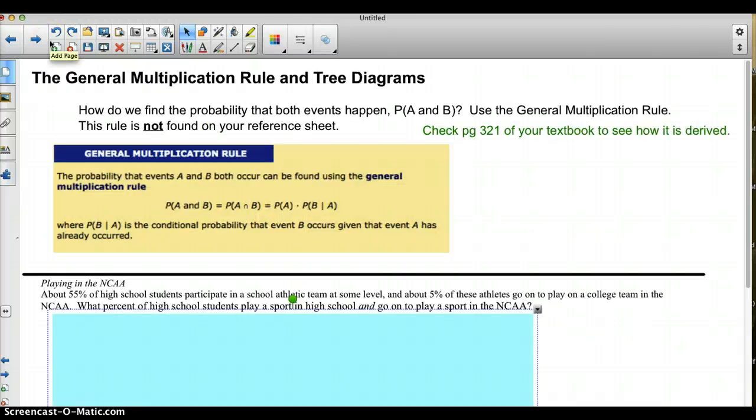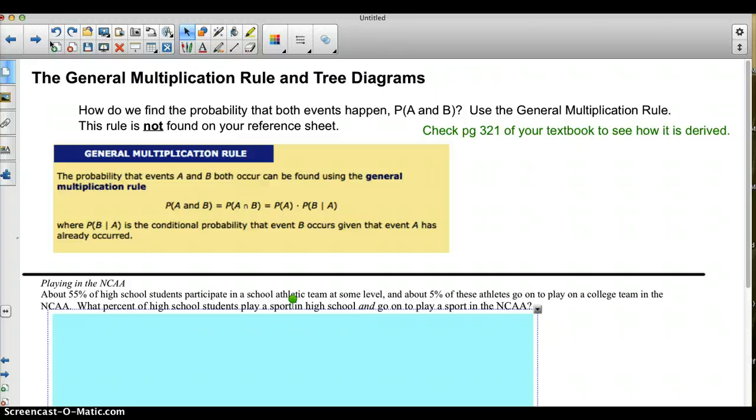Okay, there is another rule that you will also need to know. It's called the general multiplication rule, so we're going to focus on that. How do you find the probability that both events actually happen? So the probability of A and B. So we want to use the general multiplication rule. This rule is not found on your reference sheet, but you can check on page 321 of your textbook to see how it is derived. They go step by step, and I can answer your questions as to how it came about in class.